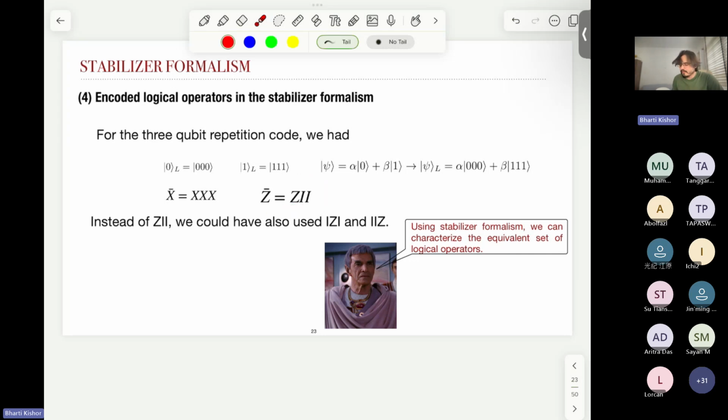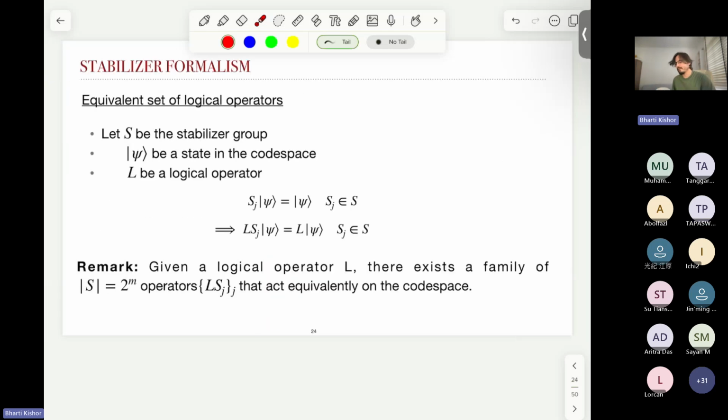We saw that instead of ZII we could have also used IZI and IIZ. So how can we determine the set of all logical operators? This is actually very straightforward in the stabilizer formalism.